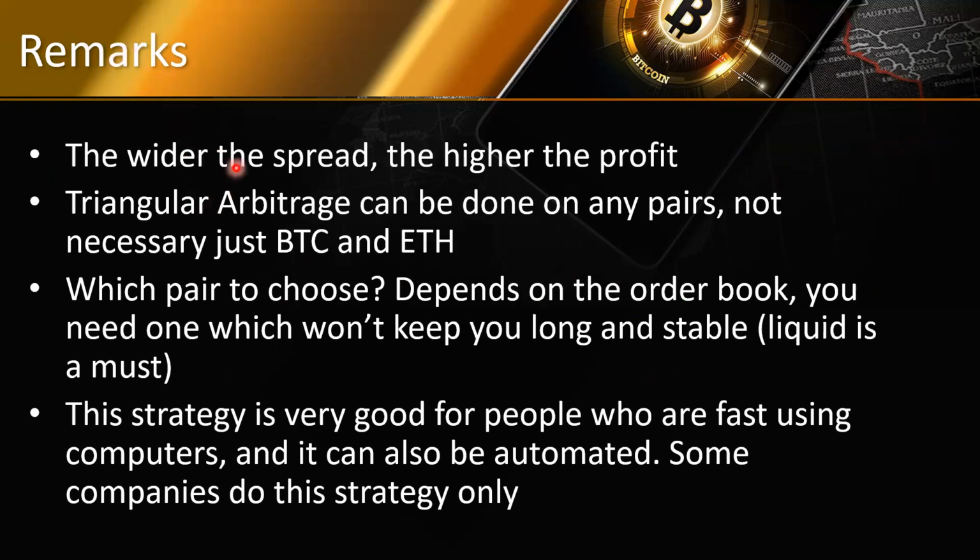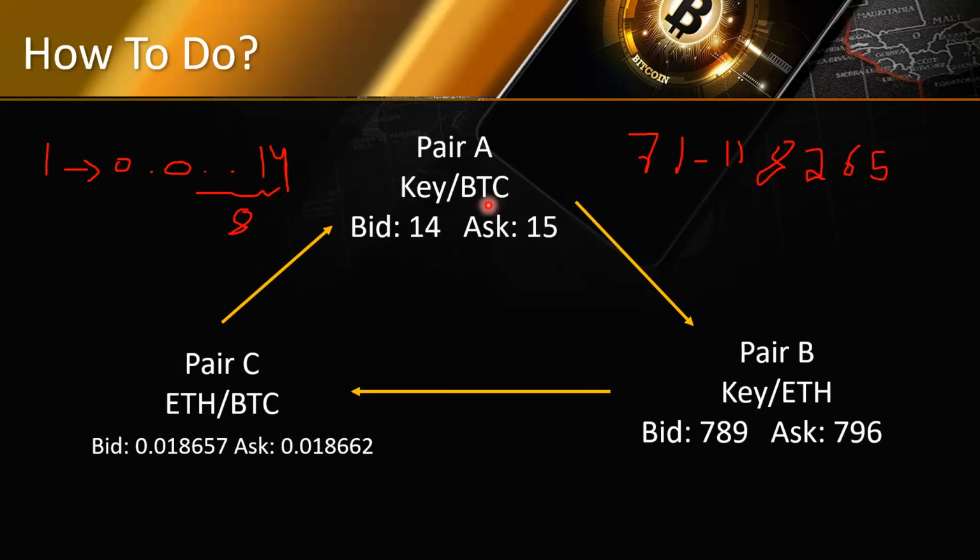Now, remarks: the wider the spread, the higher the profit. So the wider the spread over here, the higher the profit. So when you go to choose coins to do triangular arbitrage, you should choose coins with a high spread with Bitcoin, okay? And I'm gonna tell you where to find these coins in a minute.